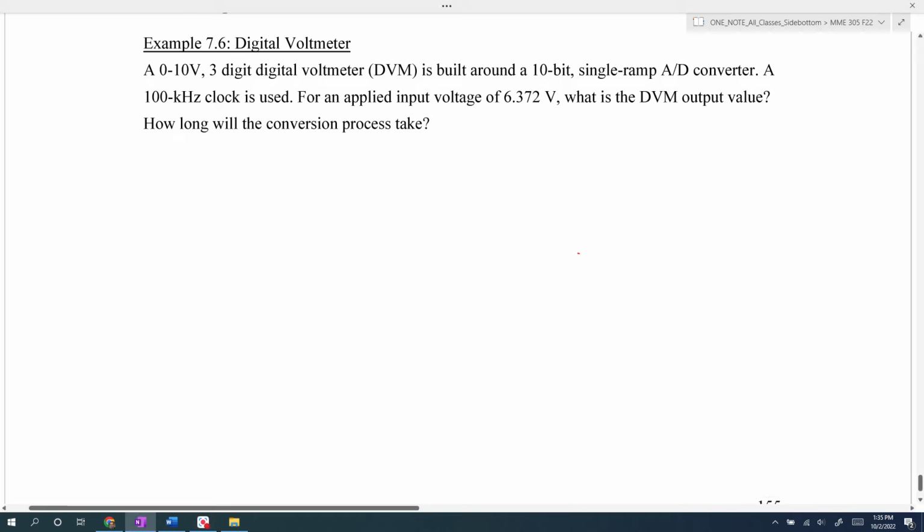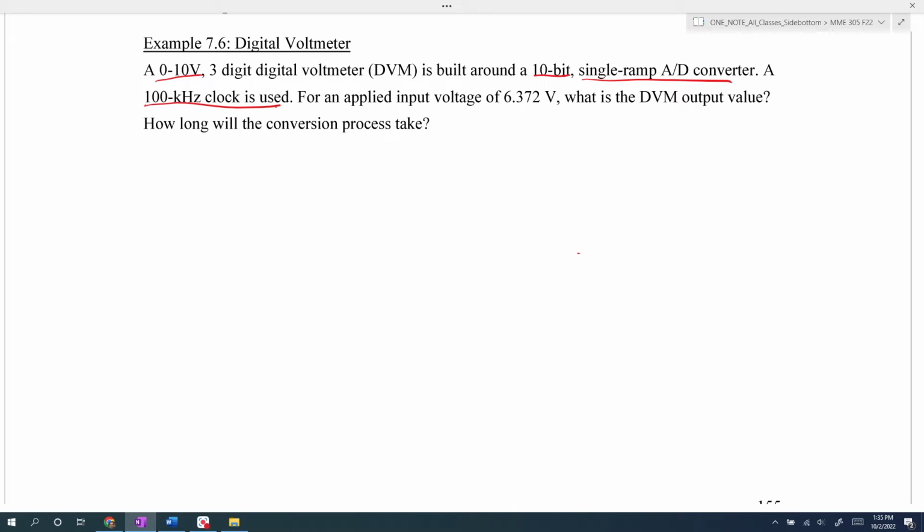In this example, we're looking at a digital voltmeter, and the digital voltmeter uses a 10-bit single ramp analog to digital converter. The range of the analog to digital converter is 0 to 10 volts, and we're given that the converter has a sample rate of 100 kilohertz. For an applied voltage of 6.372 volts, what is the digital voltmeter output value? We also want to know how long the conversion process will take.